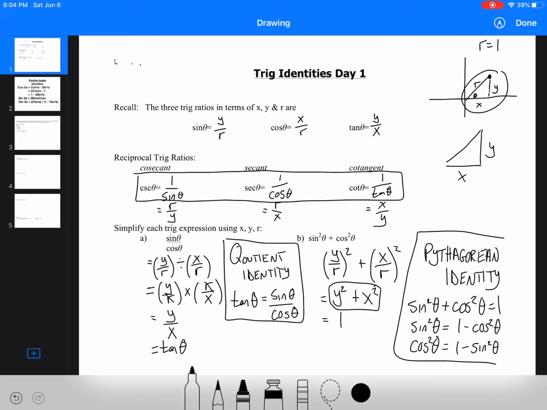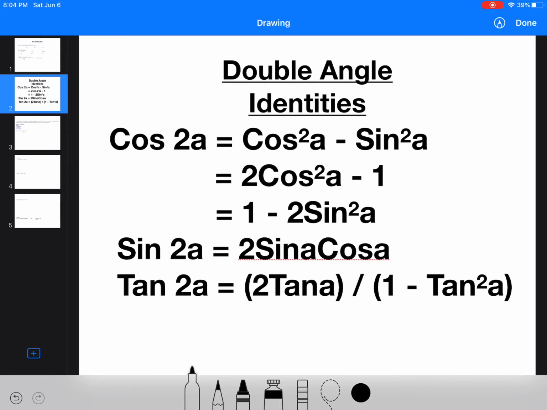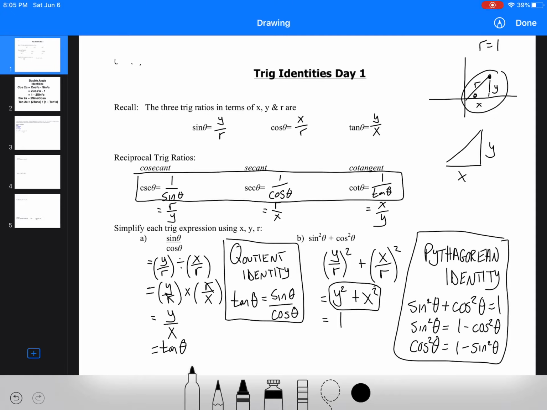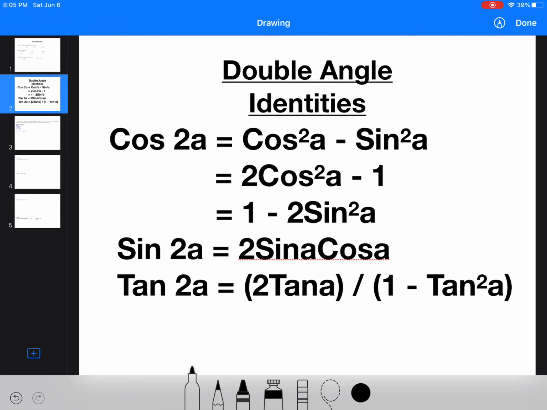Now, why do we need all of this stuff? Why did we just go through and find all of those things? Why on this page am I giving you what are called the double angle identities? All of these are just derived from using triangles and using these identities that we've just talked about. You're not going to have to memorize these. These will be on your IB formula sheet.